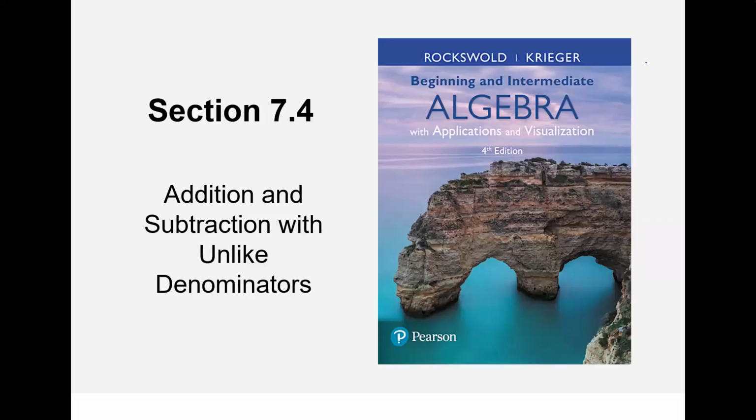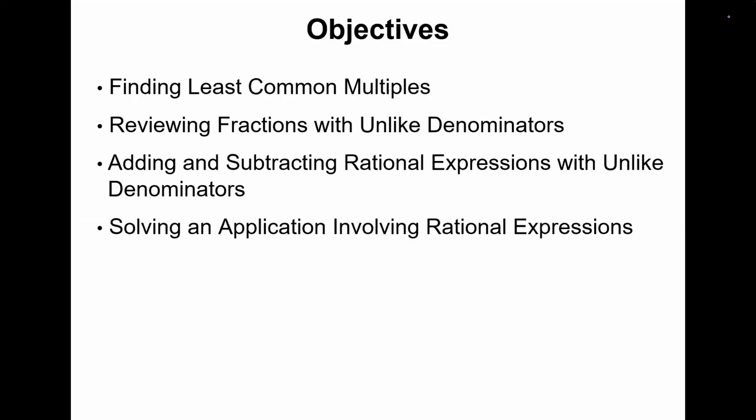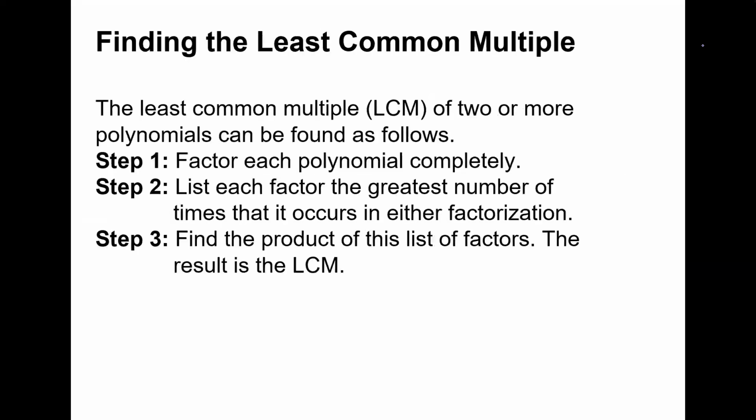All right, we're in chapter 7, and this is section 7.4 on addition and subtraction with unlike denominators. The objectives are finding the least common multiples, then reviewing fractions with unlike denominators, then moving to adding and subtracting rational expressions with unlike denominators, and then solving an application involving rational expressions.